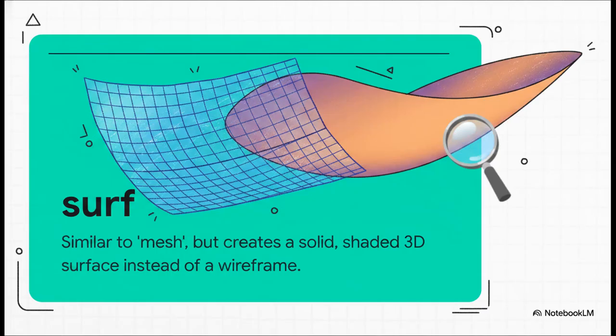Wireframes are great, don't get me wrong, but sometimes you want something that looks, well, solid. And for that, we use the surf command. Think of it like taking a sheet and draping it perfectly over that wireframe skeleton. It fills in all the gaps and gives you a solid shaded surface.